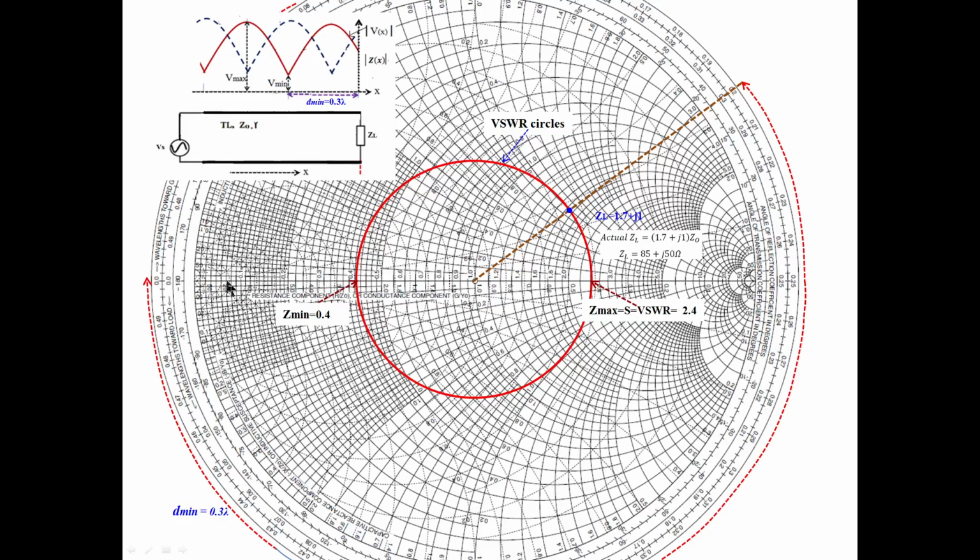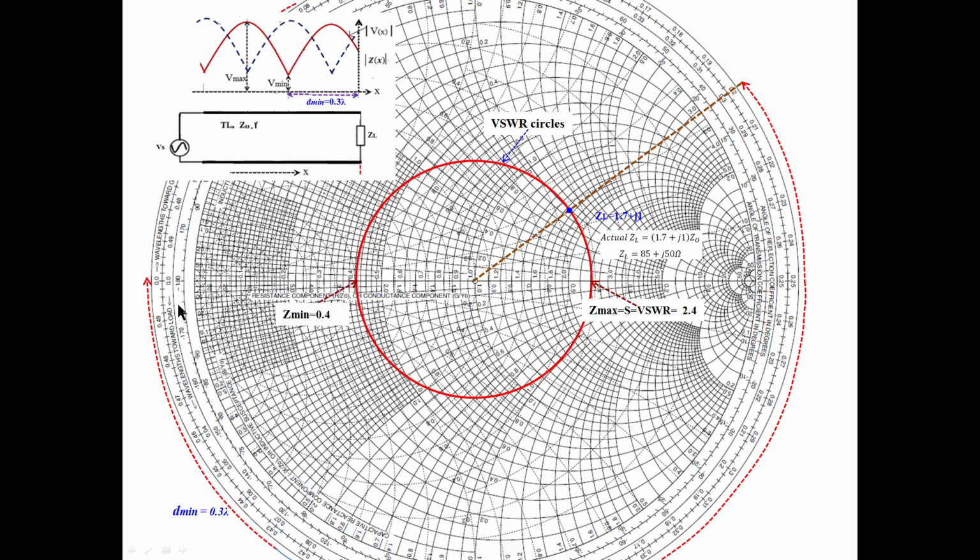You go to the wavelength scale. Here is the wavelength scale. The upper readings are for towards the generator, but these are for towards the load, in the anti-clockwise direction. So from here we should move a distance of 0.3 lambda. It is 0 value here, and to this you add 0.3, so you will be getting 0.3.